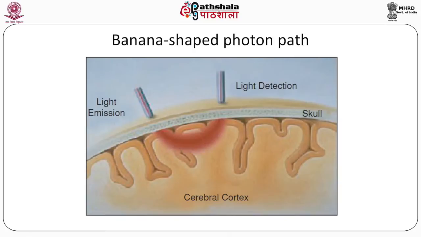Here we can see the banana shaped photon path that we will be discussing in the further slides. But to prime all of you, one probe is for light emission and another probe is for light detection. The light in the range of 700 to 900 nanometer is emitted from one probe and gets detected by the other probe, and the light inside the brain follows a banana shaped path. The photons travel in the brain tissues in a curved shape. That's why it's called a banana shaped path. That's how we assess the change in the blood volume in the brain tissue.